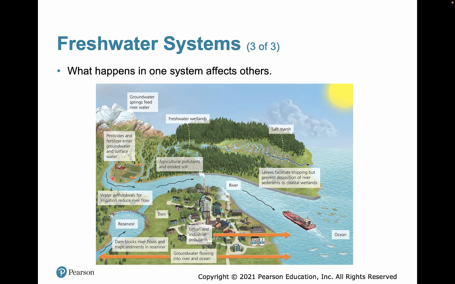So water runs off the land and makes its way into rivers and creeks and streams, which will then make its way into the ocean. Okay, so everything will make its way eventually into the ocean. Everything is interconnected.